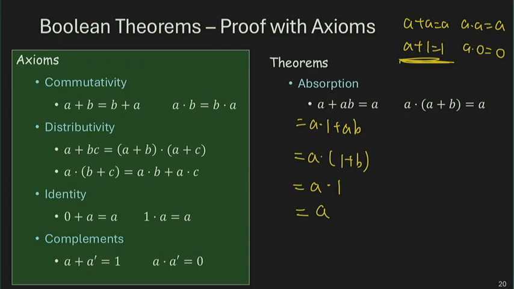Very nice proof. So again, let me write out the axioms that we used at every step. This is identity. Next step, this is distributivity. Next one is identity absorption. And then finally, identity.